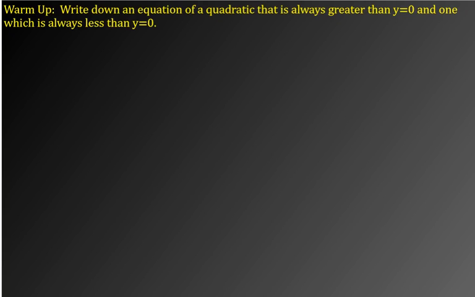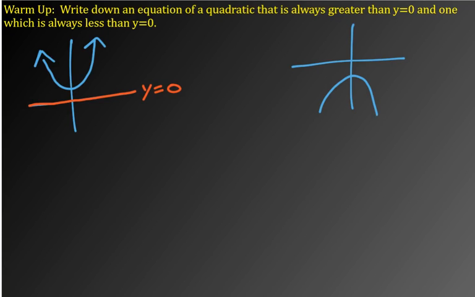So I want you to think about an equation of a quadratic that is always greater than 0, like y equals 0, and one which is always less than 0. There's lots of them here, but basically, if we were to take a picture, we just want something like this, a quadratic that's always bigger than, this is my 0 line right here, this is my y equals 0, and then we want something like this, where the quadratic is always below 0, right?